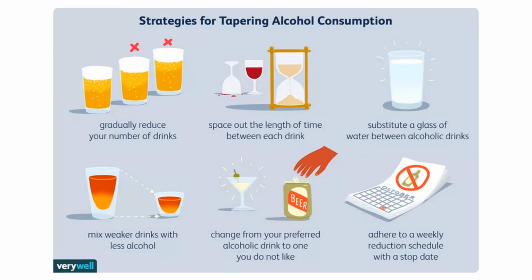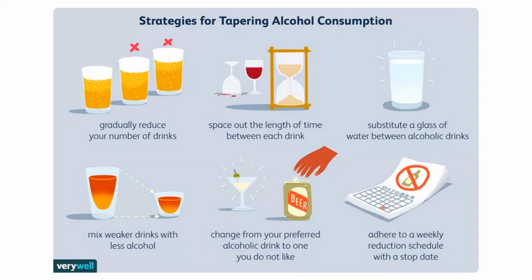You can also do what's called space and pace. You can space out the length of time between drinks and then pace it with a glass of water in between. So you have a drink, you have a glass of water, you wait an hour, you can have another drink. Or you can simply mix weaker drinks if you're using wine or liquor.